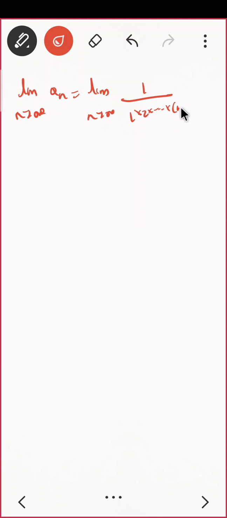Let me just write limit n tending to infinity a_n. I just need to find two limits: limit n tending to infinity of 1 into 2 into up to n minus 2, multiplied by 1 upon 1 minus 1 by n. I need two limits to find out. Correct?